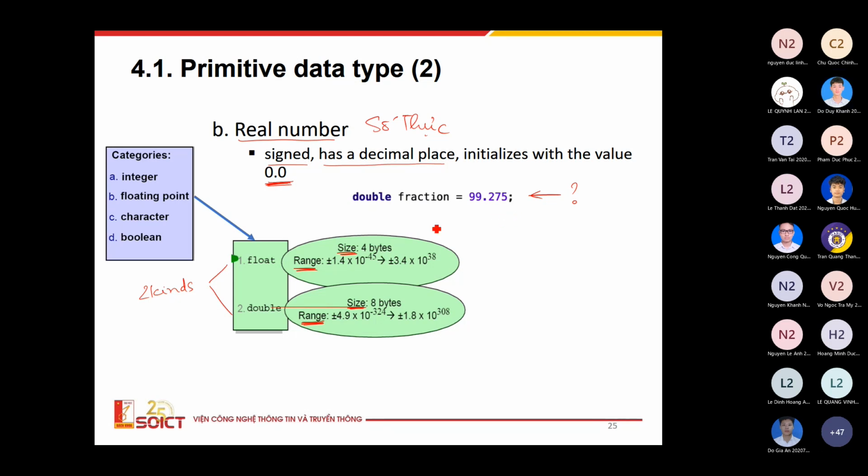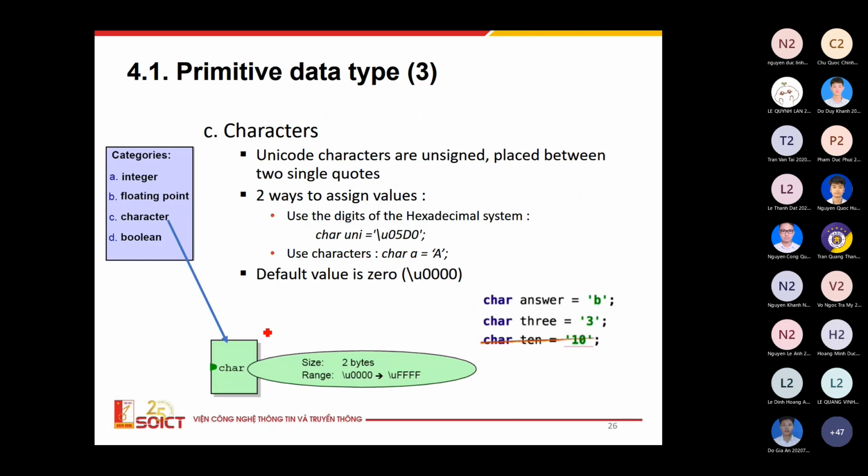Yeah, correct. You see the statement of declaration and initialization. You know the name of the variable, you know the type of the variable, and you know the value of the variable at the first time. So please remember, when you want to declare a real number, you have two kinds of data type, float and double. And now, we talk about the character.